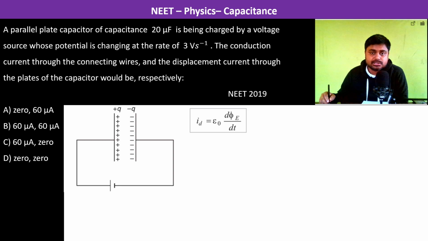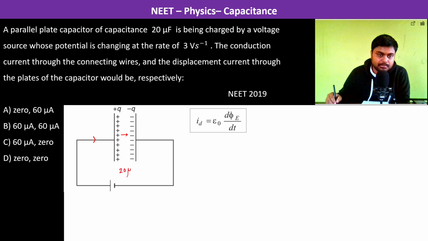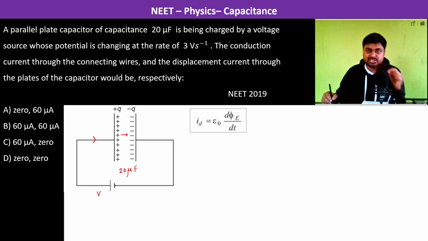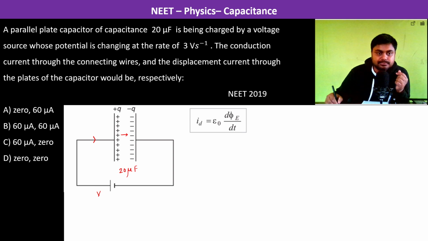Conduction current is the current which is flowing through the wires, and displacement current is the current which is in the space of the capacitor. So let us solve one by one. So this capacitor is of 20 microfarads, okay, and let the potential be V, okay. So this is at time t.